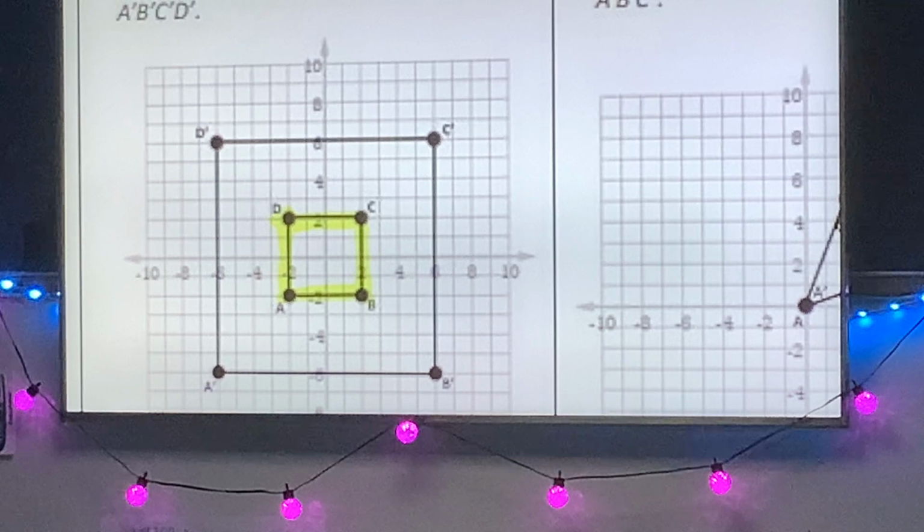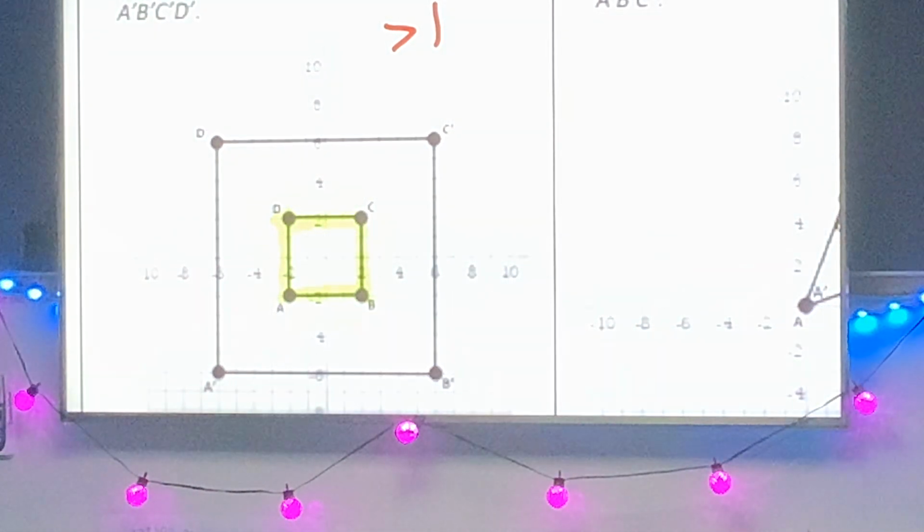Then you're going to ask yourself this question. Is your new figure, the one that's not highlighted, bigger or smaller? I see all bigger. Yes. So that means my answer has to be greater than 1. These are usually slide answers. So you can get rid of all the answers that were less than 1.